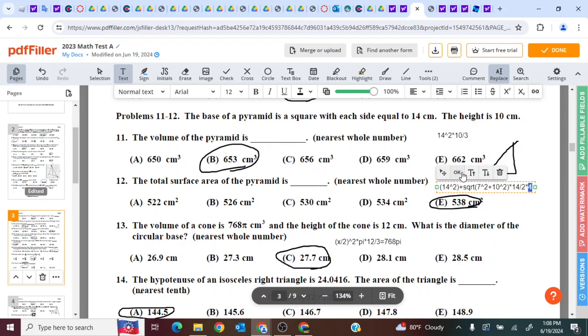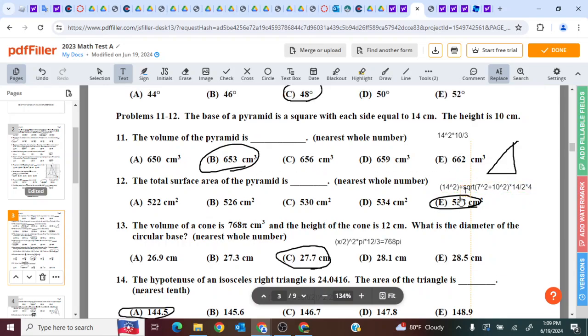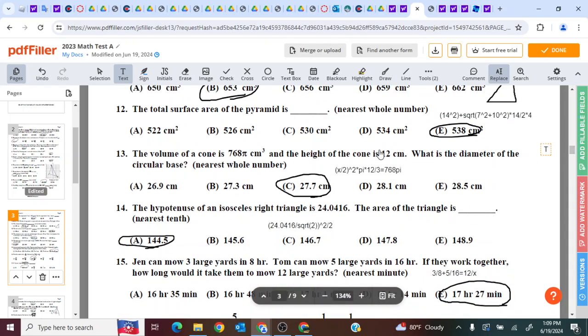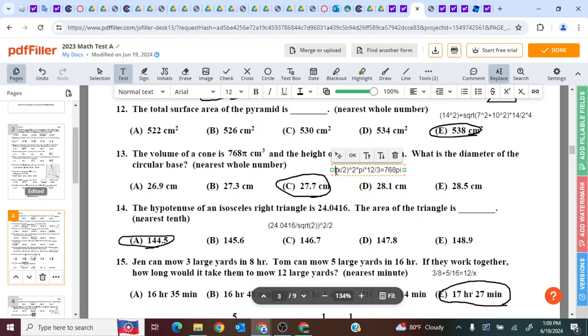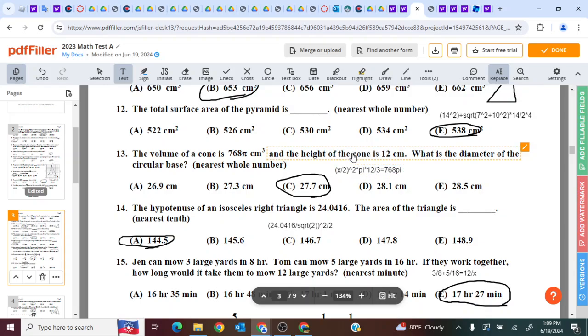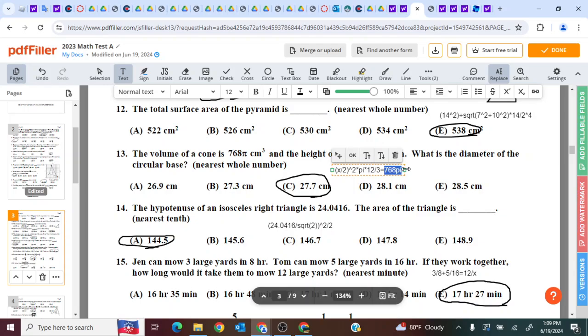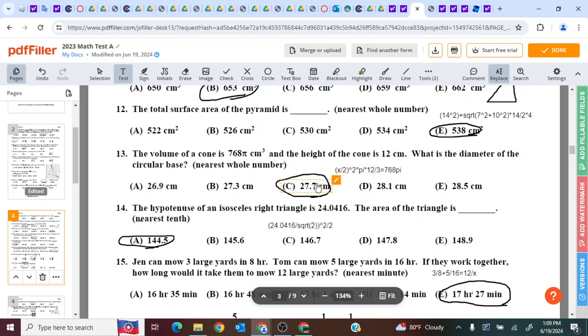Okay, that is 12. If you do that, you get 538. 13. The volume of a cone is 768 pi centimeters, and the height is 12 centimeters. What is the diameter of the base? Well, the volume of a cone is radius squared times pi times height over 3. So the radius is going to be the diameter over 2, squared, times pi times 12 over 3 is equal to that. Put that in EQ solver, and you'll get 27.7 centimeters.